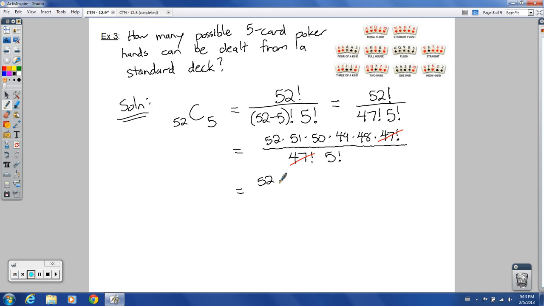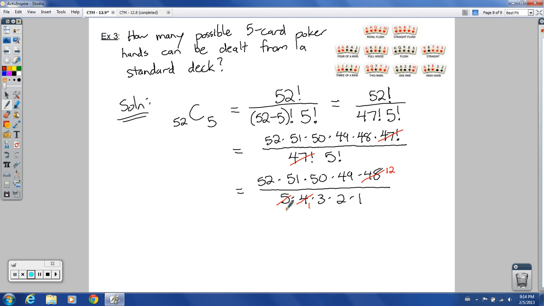Let's expand 5 factorial now. So at the bottom you've got 5 times 4 times 3 times 2 times 1, and now reduce as you see fit. What I see here is I noticed that 4 goes into 48. So this is going to become a 12, and this would be a 1. 4 goes into both of those that many times.